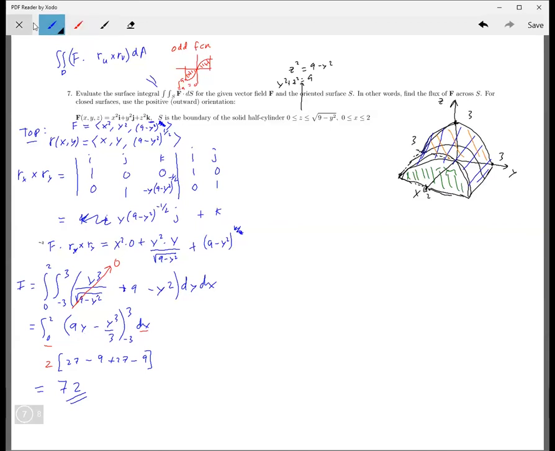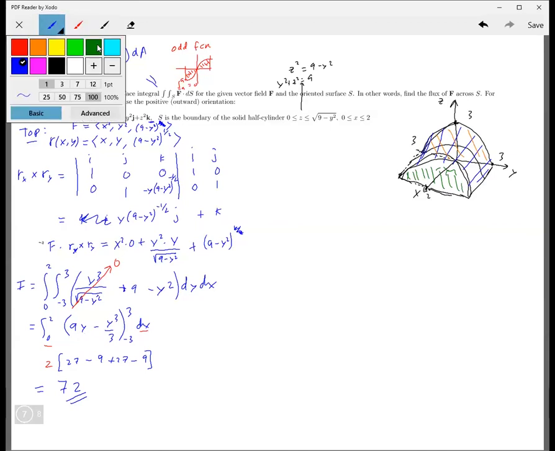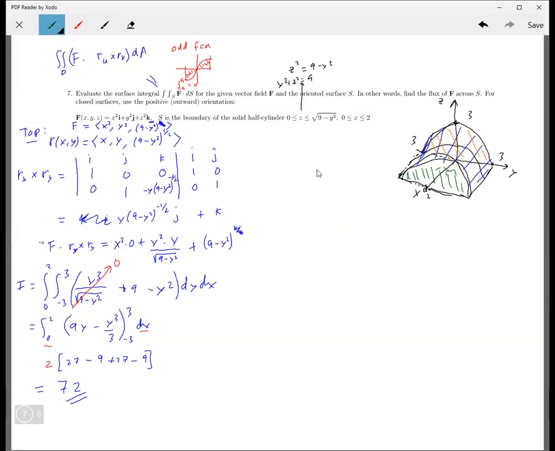Okay, now let's go for the base. So this green part down here. Okay, so that's this down here, the base. Okay, the green part.